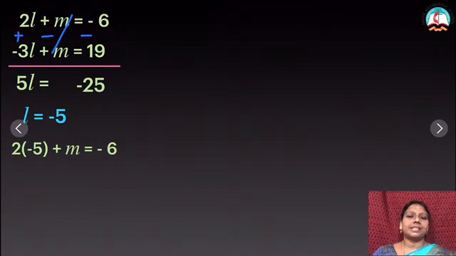Substitute that in the first equation. First or second you can apply. Okay, I am substituting in the first equation. So now I am taking this 10 to the other side. It becomes plus 10. Therefore, I am getting m is equal to 4.